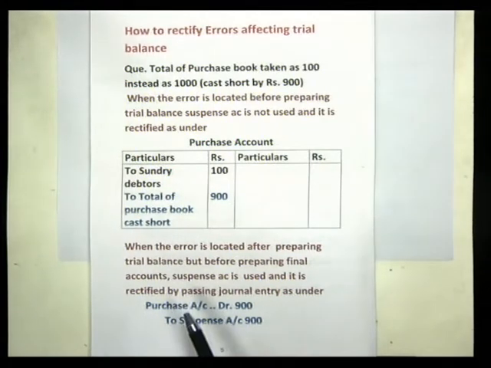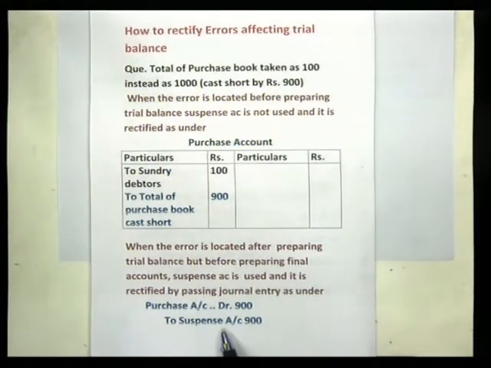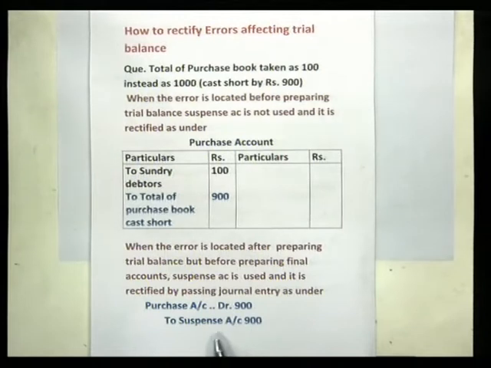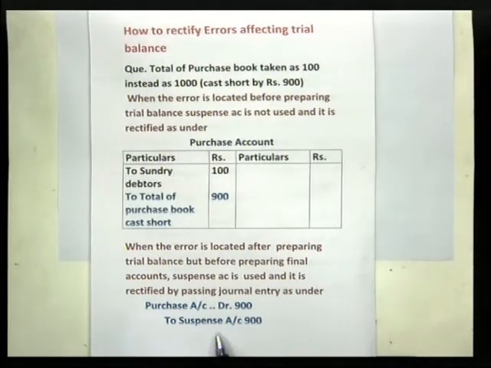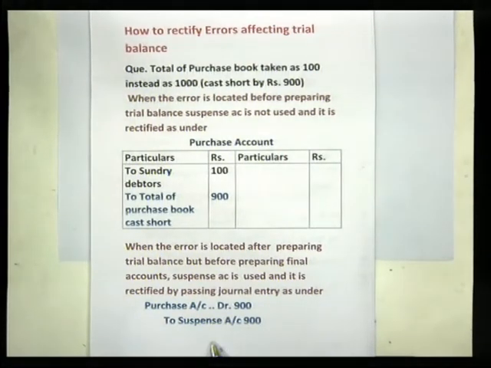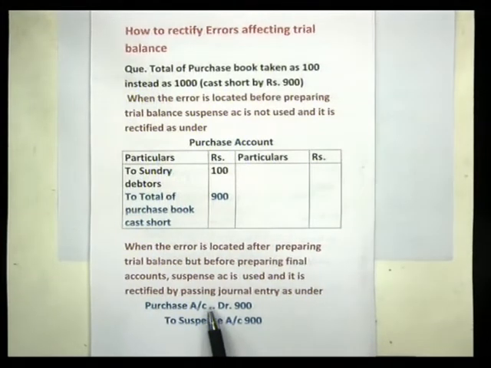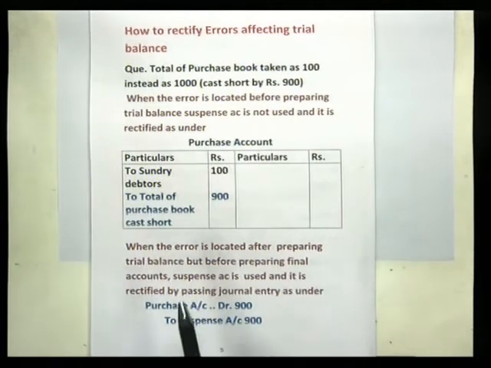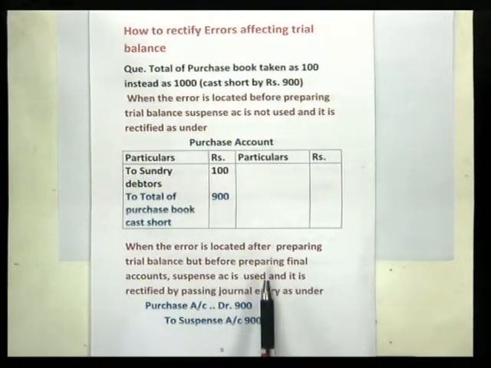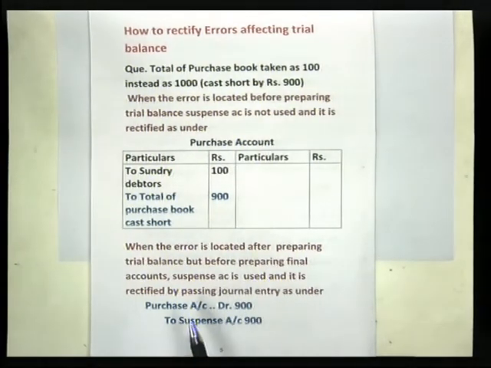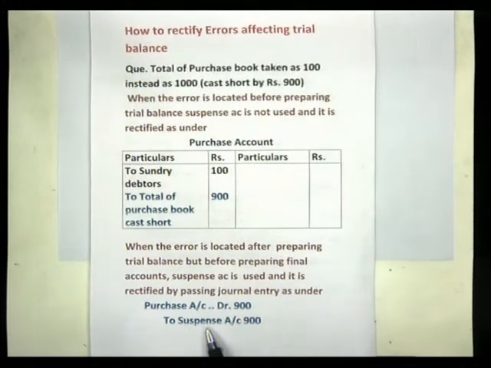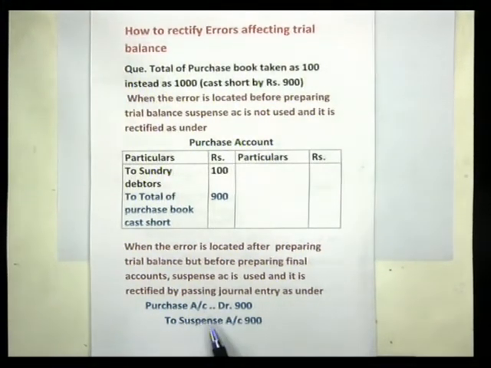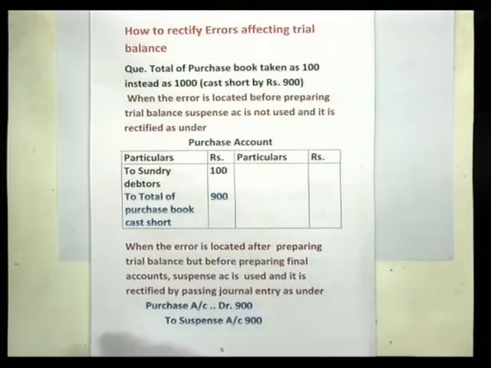Totaling error is only one side. So the other account credited should be suspense account. So here suspense account is credited when you have no other account to debit or credit, because the error is only a one-sided error. And another reason is that the error is located after preparing the trial balance. So here the entry can be rectified with the help of suspense account by debiting purchase account and crediting suspense account.